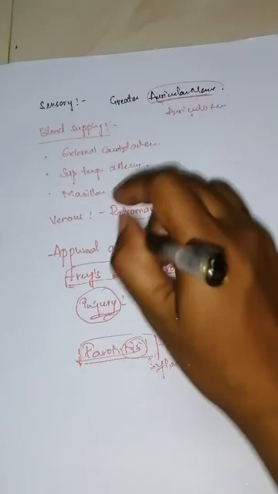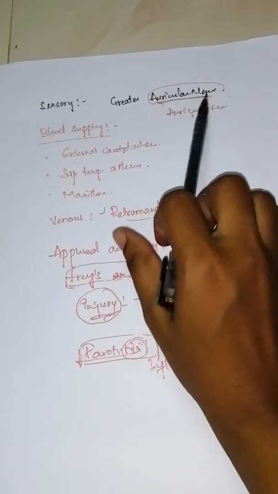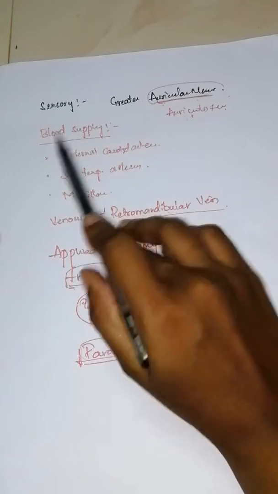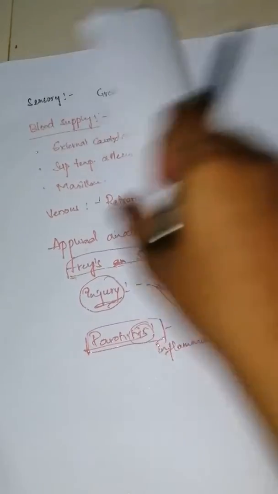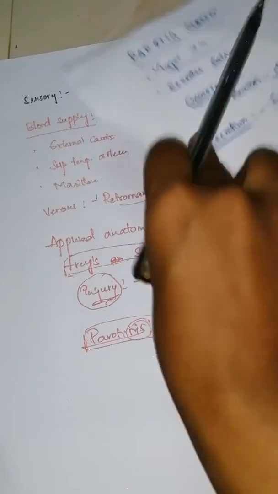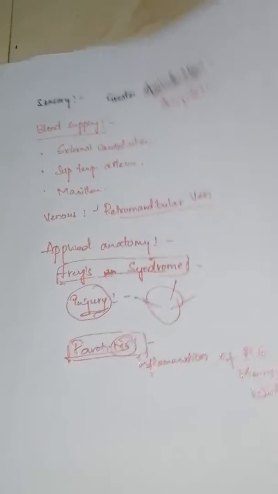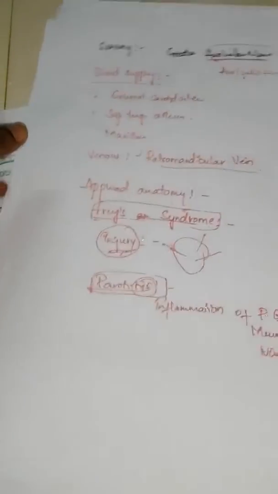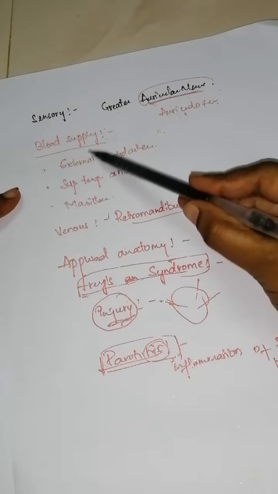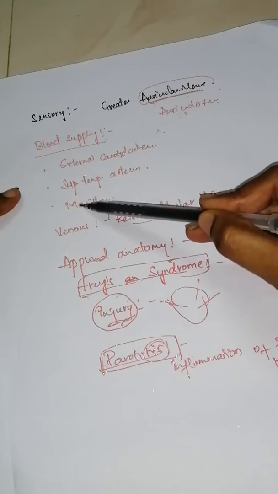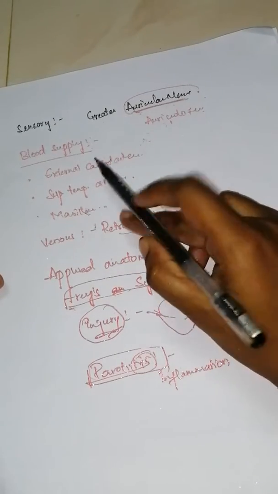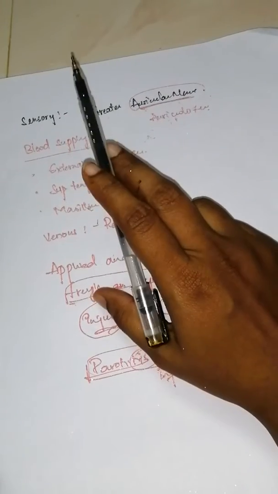And there is also sympathetic and sensory supply. Sensory supply is by the greater auricular nerve and also the auriculotemporal nerve. The next thing is blood supply. Blood supply, we have drawn the diagram, right? I have shown you the diagram already. So that is about blood supply: external carotid artery, superficial temporal artery, and the other thing is maxillary artery. These are the three arteries which are supplying the parotid gland.